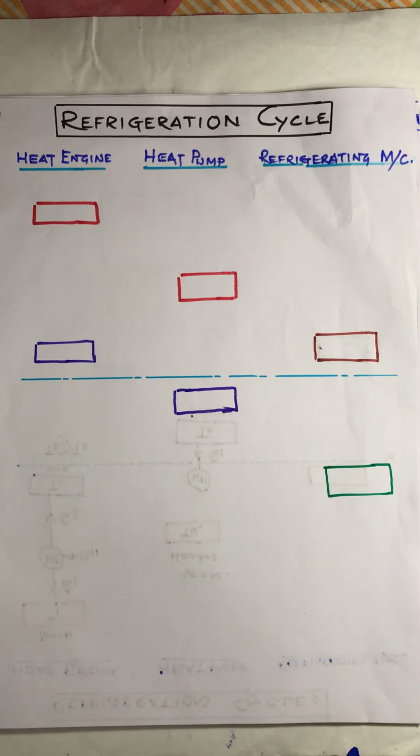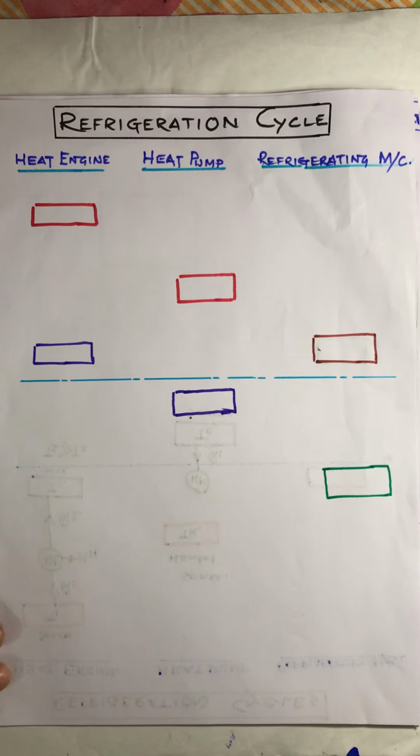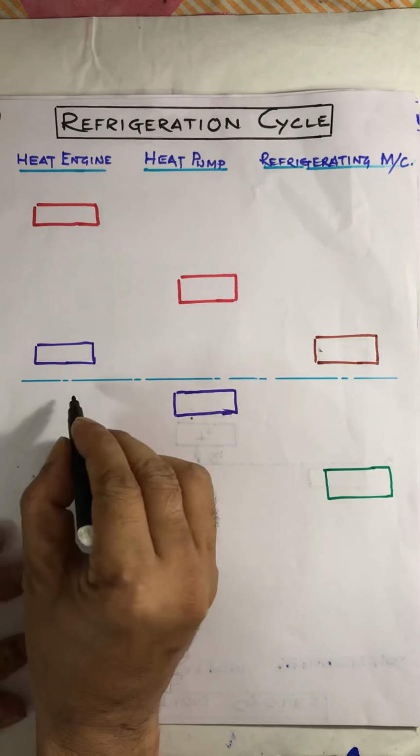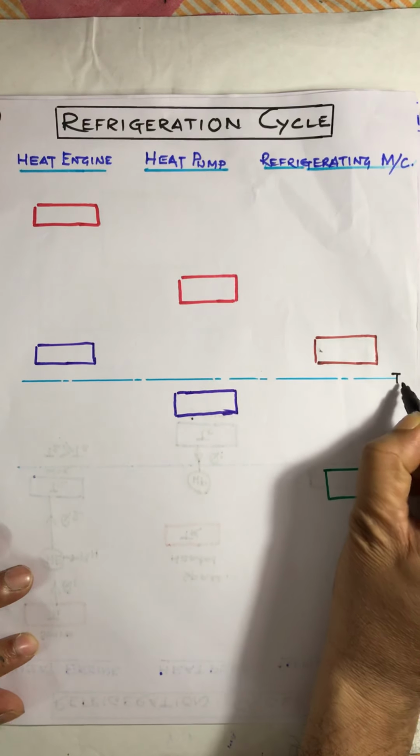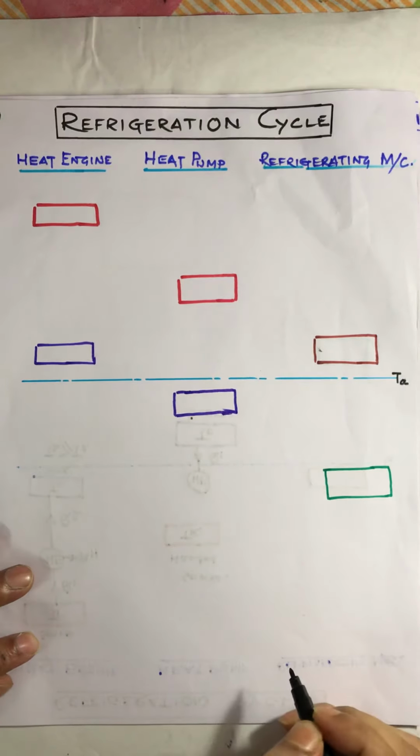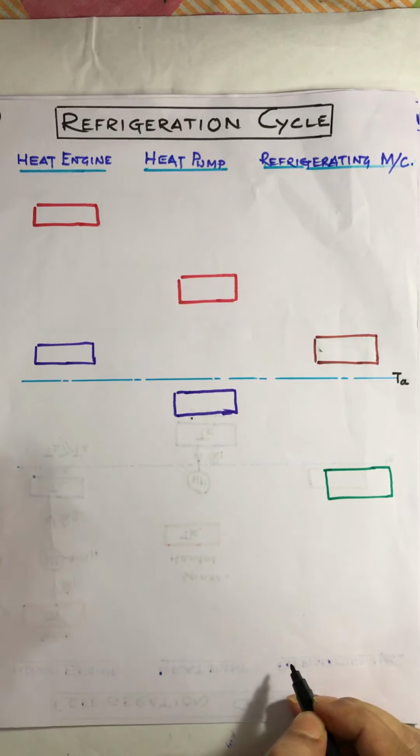This lecture is about refrigeration cycles. Before starting the refrigeration cycles, we will study some basic thermodynamic cycles, that is heat engine, heat pump, and refrigerating machine. Say this dotted line is representing the ambient temperature TA. First of all, heat engine.